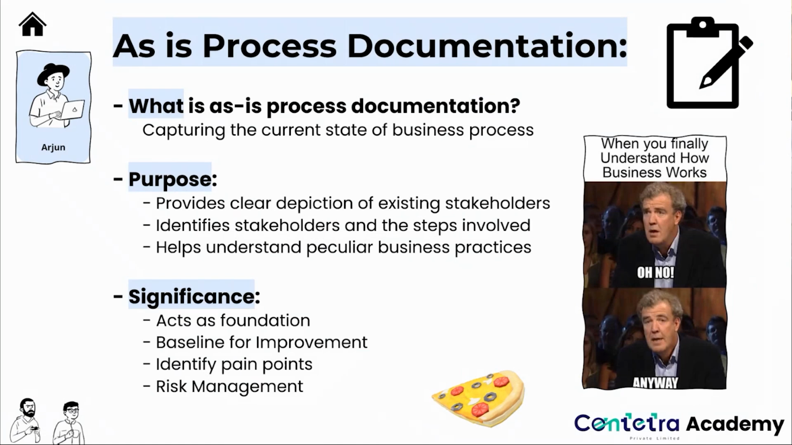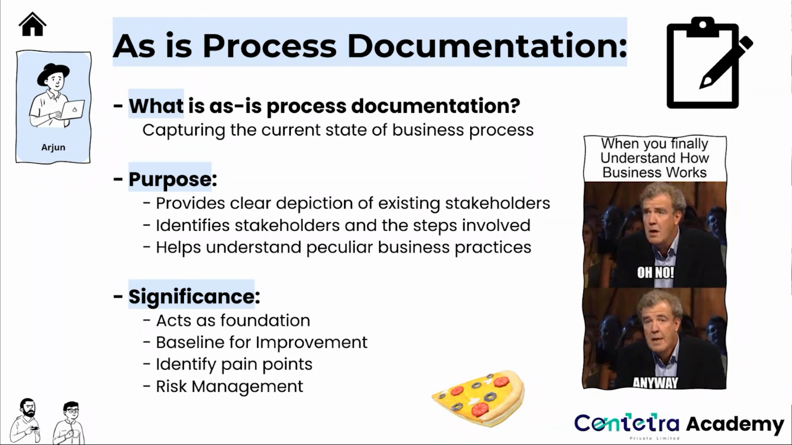This is the first step which we need to do in ERP implementation. As-is process documentation captures the current state of business process, providing a clear depiction of the existing stakeholders, their roles, and the steps involved. It helps us understand unique business practices which are peculiar to a particular business or an industry. Of course, from the beginning, we won't be having the knowledge of very typical business practices that are being followed in an industry or even by a particular business. This is understood by us with the help of as-is process documentation.